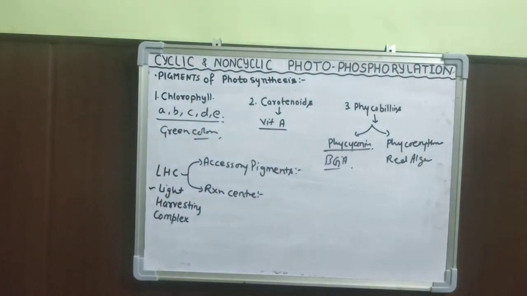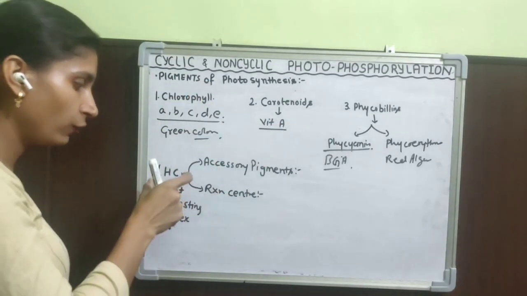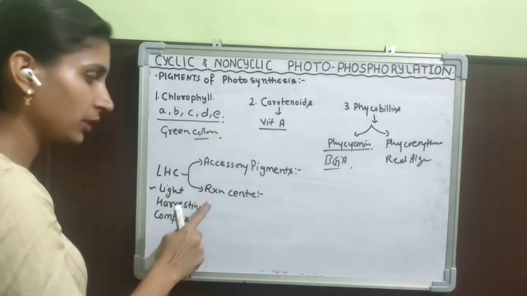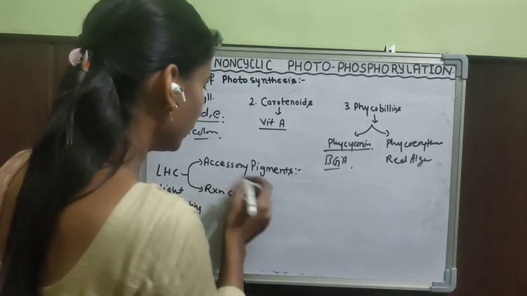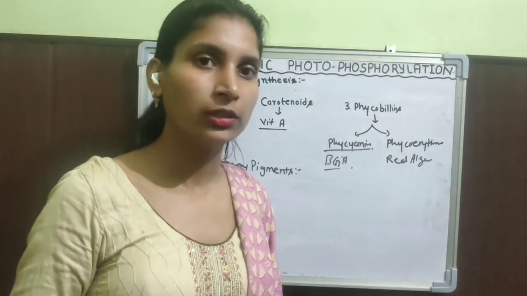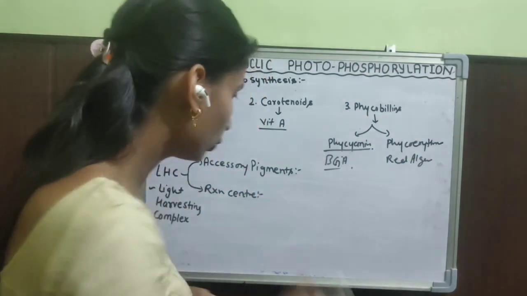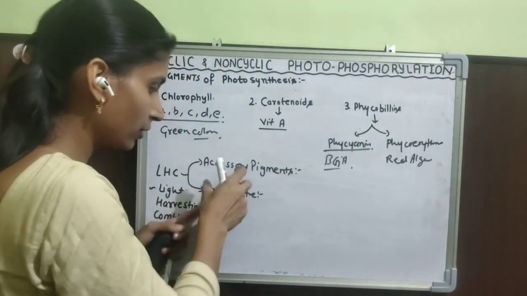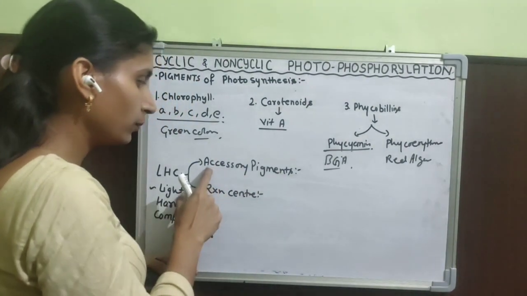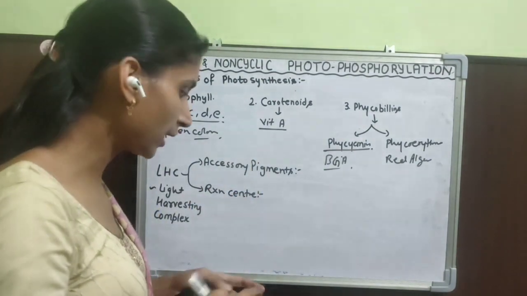These pigments form the light harvesting complex, which has two components: the accessory pigments and the reaction center. Firstly, we are talking about the accessory pigments. What is the function of the accessory pigments? Their function is to trap sunlight in the form of photons, in the form of wavelengths. They trap sunlight and then, after excitation of the molecule, transfer the energy.